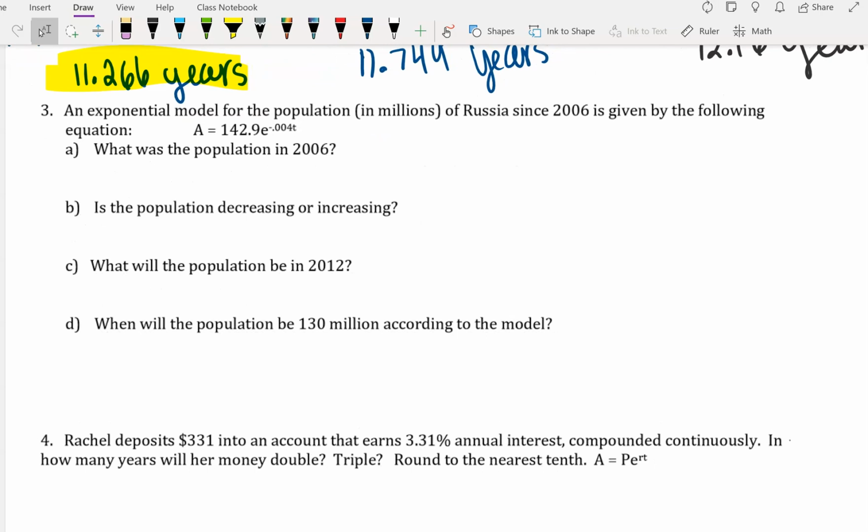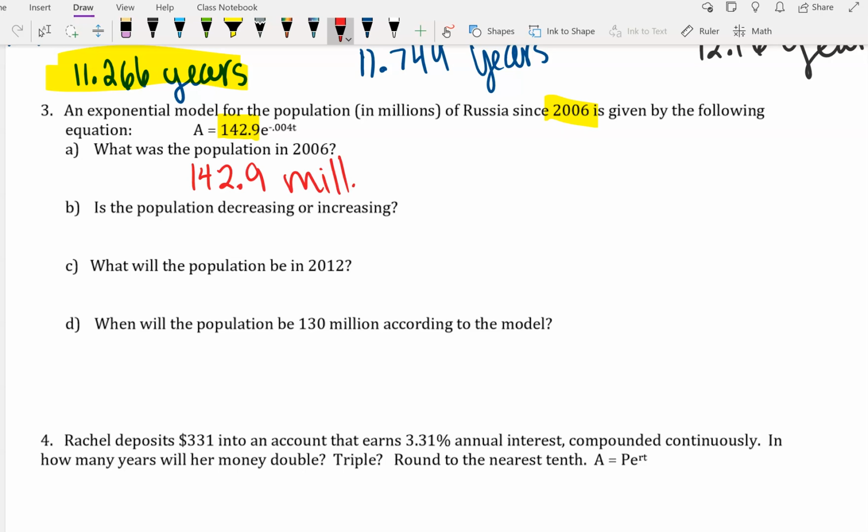All right, an exponential model for the population in millions of Russia since 2016 is given by the following equation. What was the population in 2016? Well, they told us this started in 2016. So the population in 2016 is just the principal value. That's always the number in front of, or it's your A value or your P value, depending on which formula you're using. I guess we'd call that our P value there. So it's going to be 142.9 million.